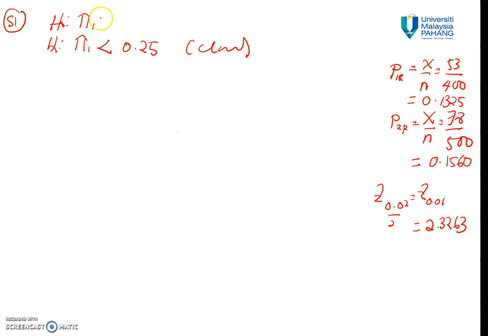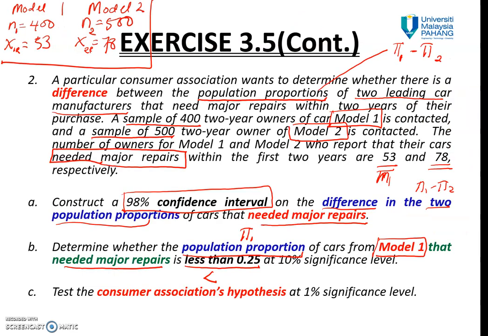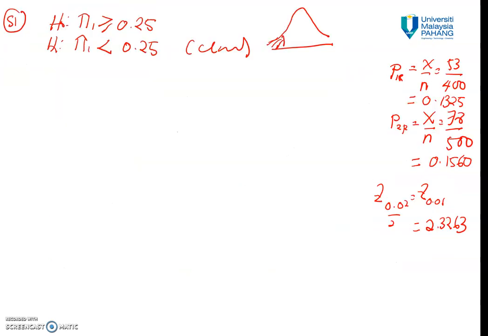Oops, sorry. So here it will be greater than or equal to 0.25. So here again at this step, I always ask students to look at which is the area. If you look at H1, it's less than, so it will be at the left side. And then for your alpha, no need to divide by 2. And if you look here, they say 10%. Sometimes they didn't say anything. If they didn't say anything, you just use 0.05. But here they ask you 10%. So that means your alpha is 0.1.